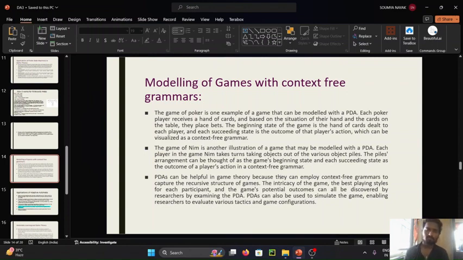So this is what we are telling. We previously saw that we use finite automata, and what is the problem with finite automata? They only accept regular languages. To overcome this problem, we introduced the pushdown automata, which can model context-free grammar. So the pushdown automata can be really helpful in game theory because they can employ context-free grammars to capture the recursive structure of the games. This is all about how context-free grammars can overcome the shortcomings of finite automata that accept only regular languages.